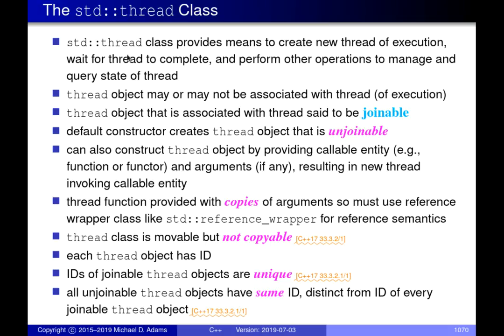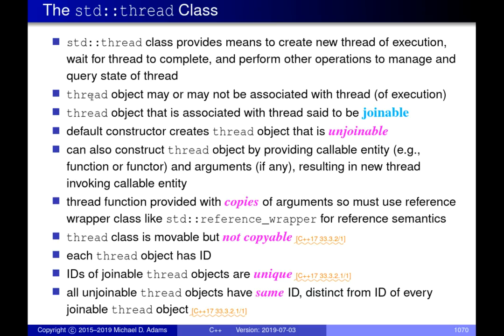There's a number of operations that are provided by a thread. They're a relatively small number. There's not too many things that you can do with threads as they're currently defined in the standard. Each thread may or may not be associated with a thread of execution. So a thread can be in one of two states. One, it's associated with some code that's running, or two, it's in a zombie state. There is no thread of execution associated with it. It's just kind of dead.